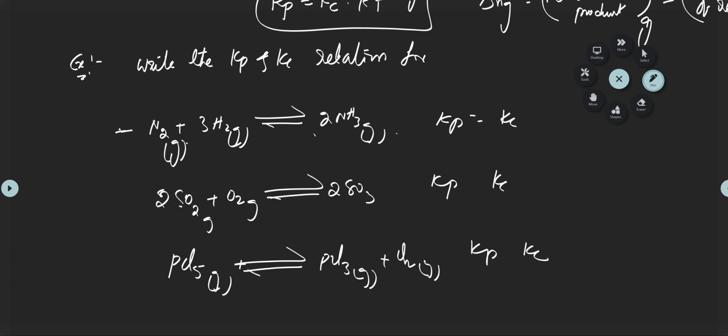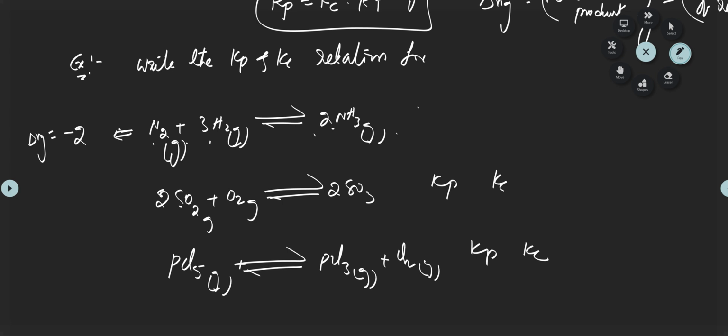In this first reaction, delta Ng is 2 products minus 4 reactants, which means minus 2. What do we get here? Kp is equal to Kc into RT power minus 2. RT power minus 2 means 1 by RT, and 1 by RT comes to the Kp side. Kp into RT square is equal to Kc. If you multiply RT square and Kp, it is equal to Kc, which means Kc will be more than Kp.